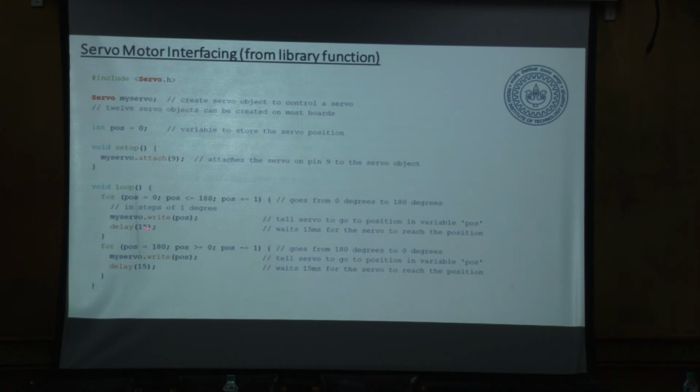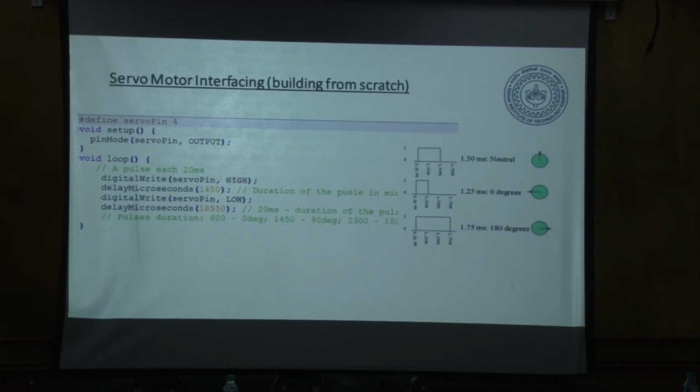Now you can simply change the parameters here in terms of the duty cycle, and then you can control it. The other way is you can write. So here we can see that these are the extreme positions. 180 degree is here, 0 degree is there, and 150 milliseconds neutral position is there.